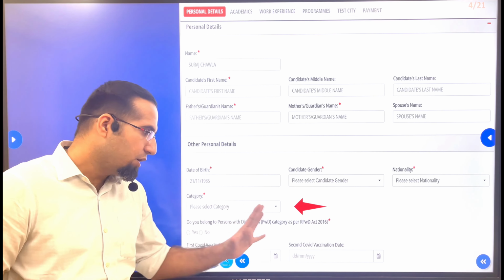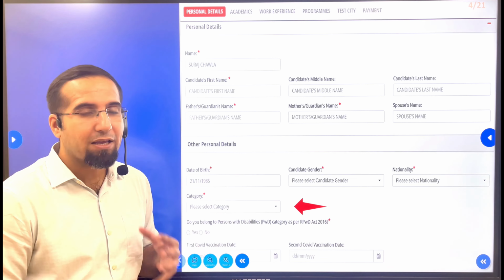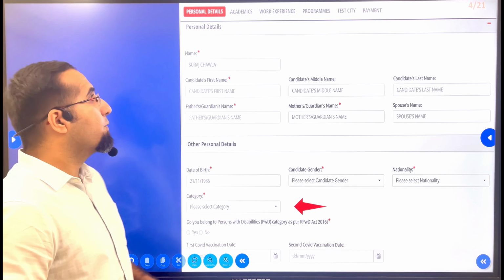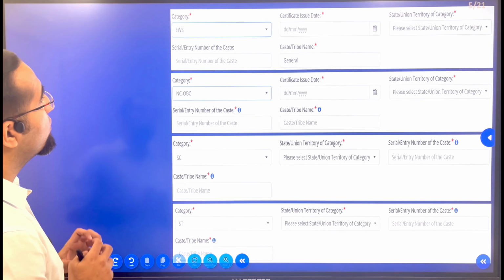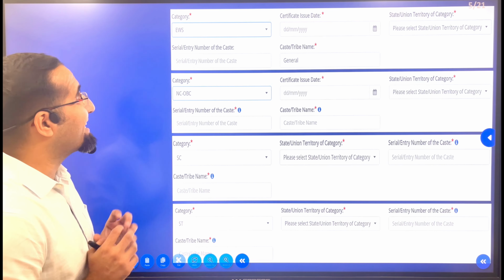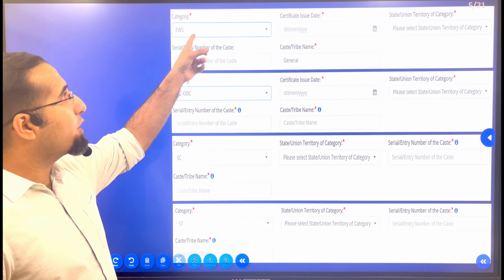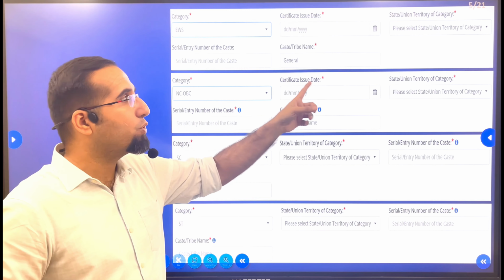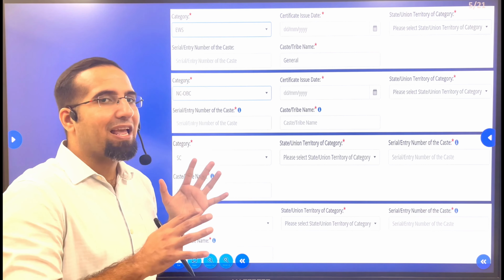Do not worry about it. You can leave that place as a blank and you can move forward. Right. So after this, what comes into the picture? As I told you, category is really important. Once you click on EWS, this is how you get your information, because general category is nothing asked.